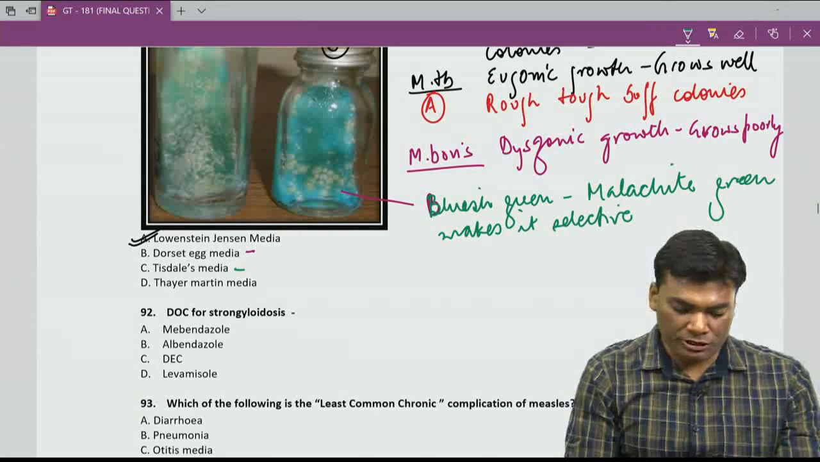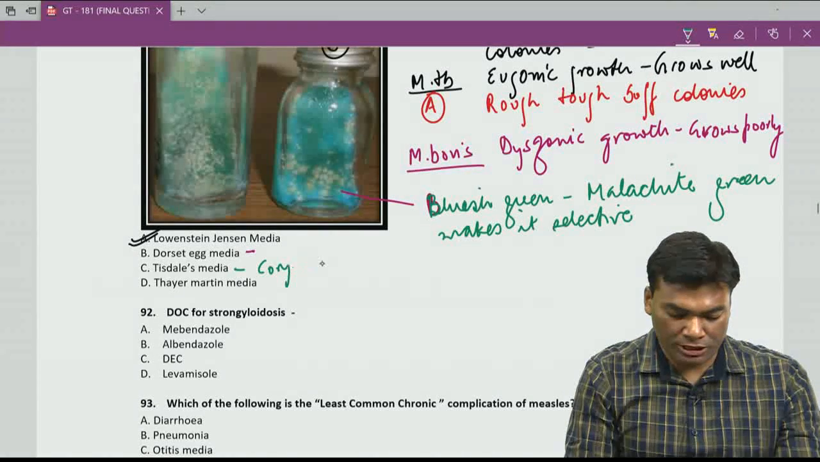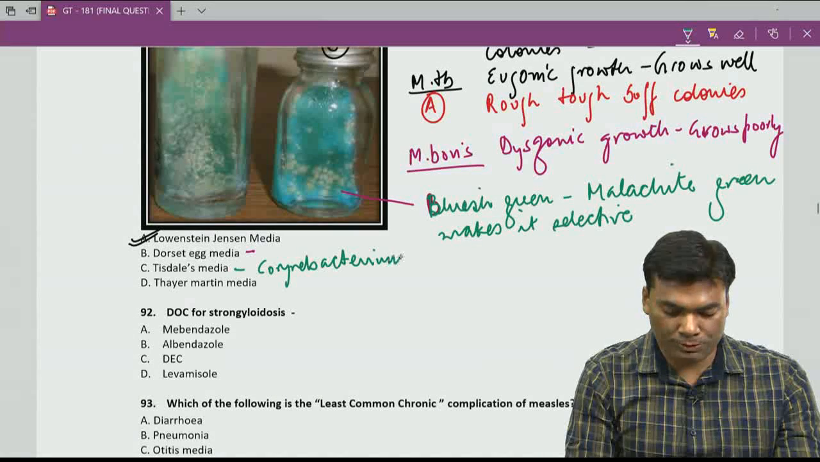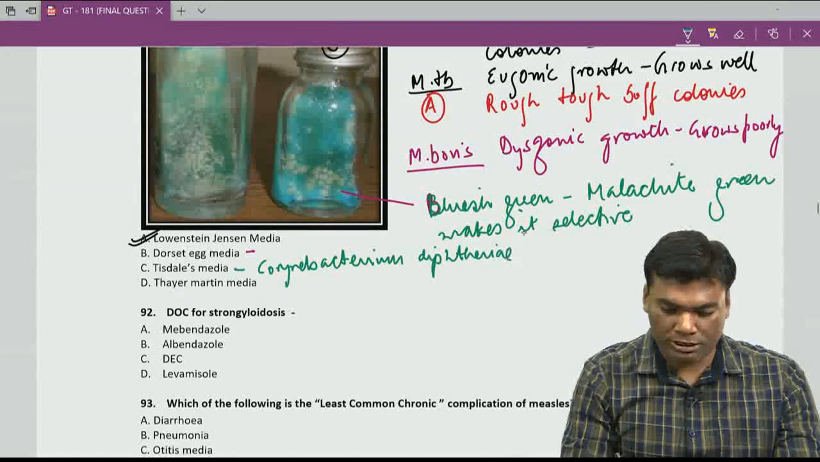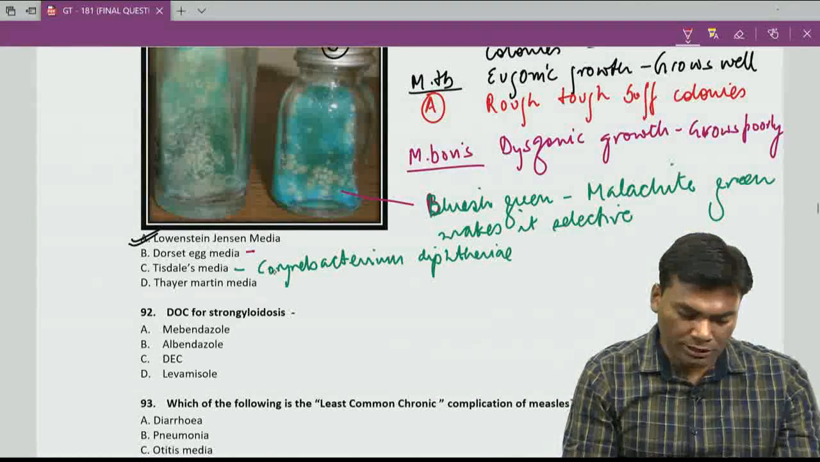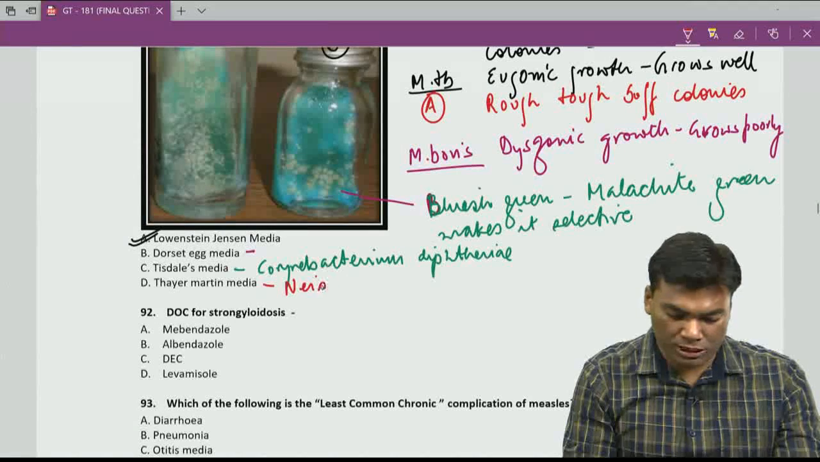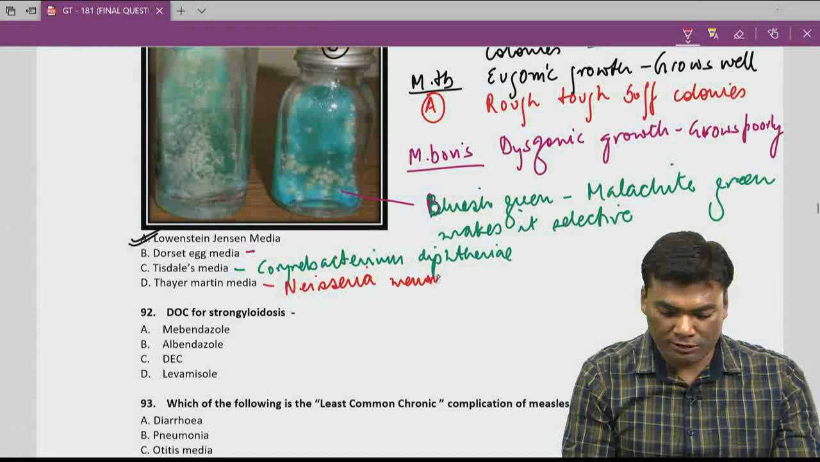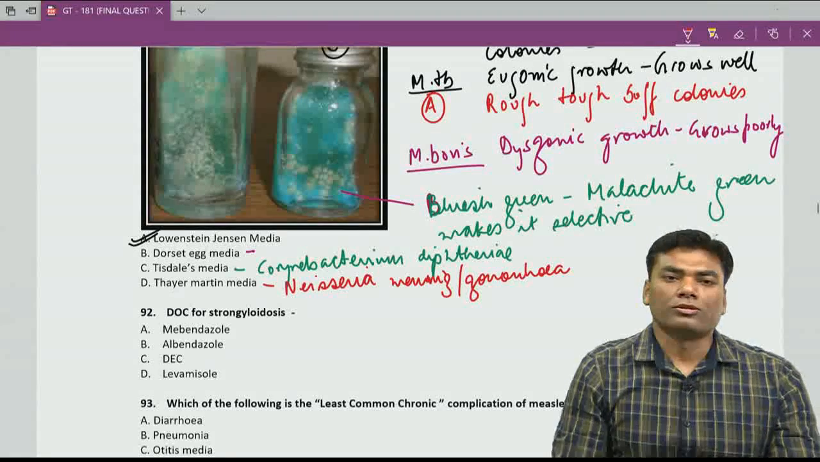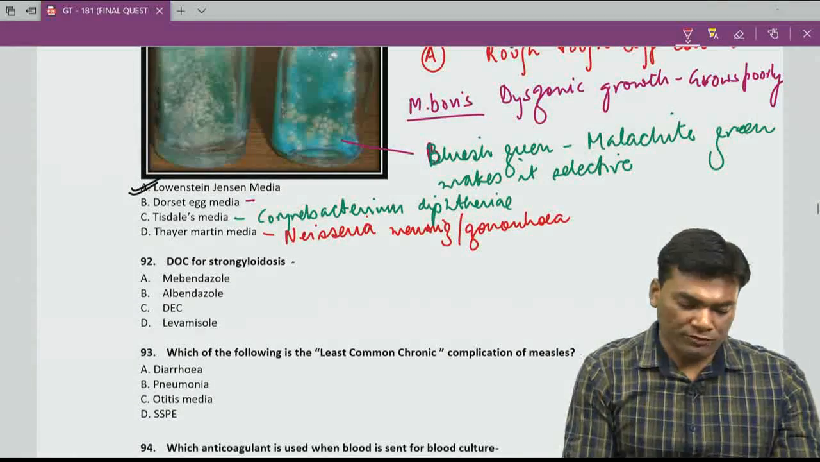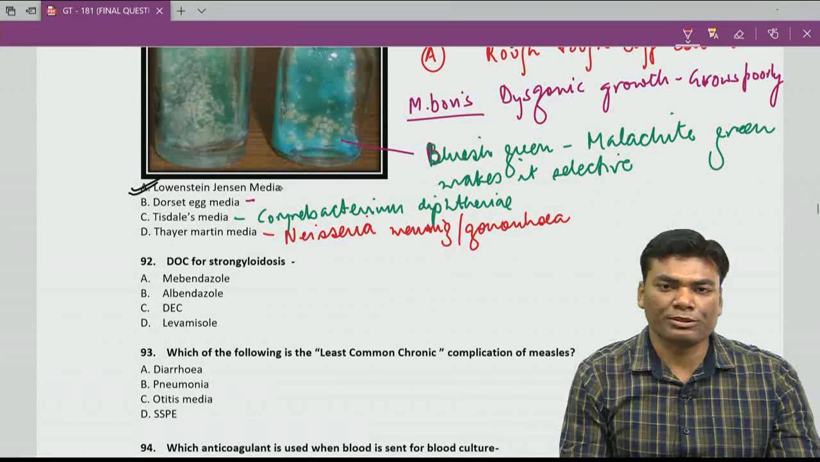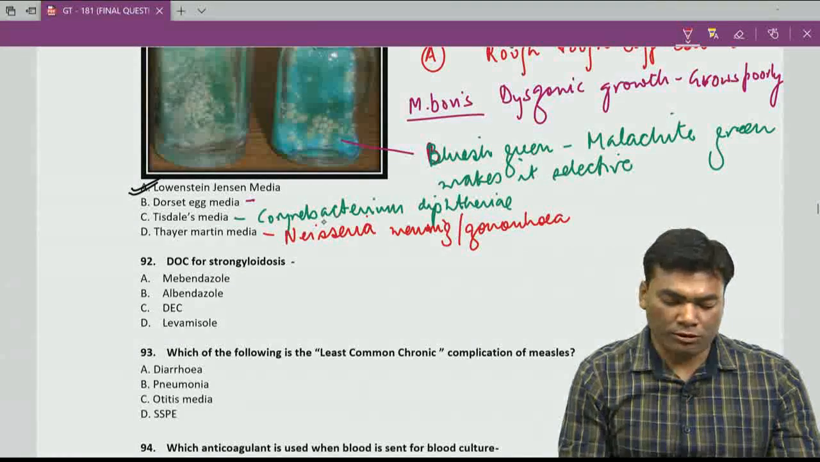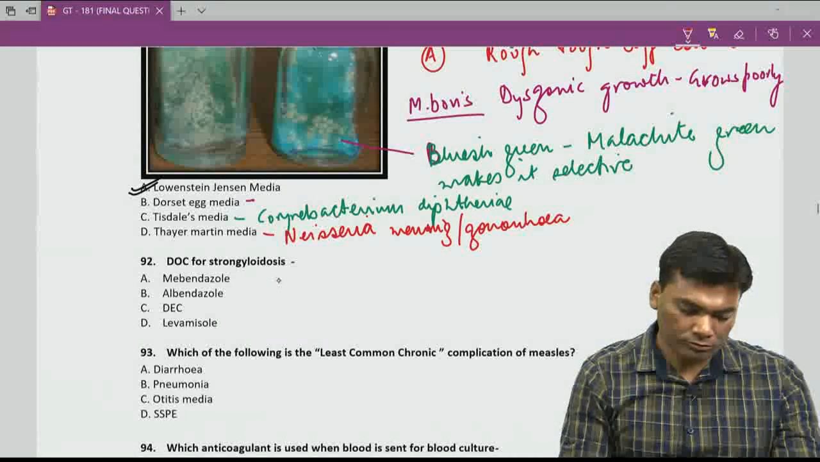Tinsdale media is used for Corynebacterium. This is another selective media for Corynebacterium diphtheriae, right? And we have the Thayer-Martin media. This is another selective media for Neisseria meningitidis as well as Neisseria gonorrhoeae, right? So we have 3 selective media here: Lowenstein-Jensen for Mycobacterium, Tinsdale for Corynebacterium, and Thayer-Martin for Neisseria.